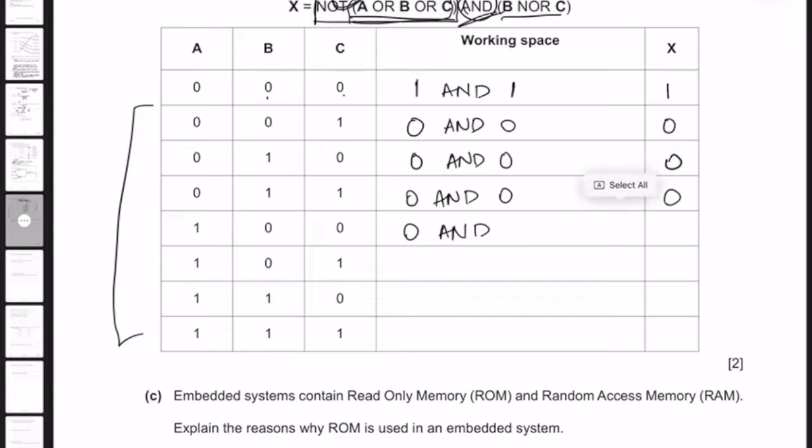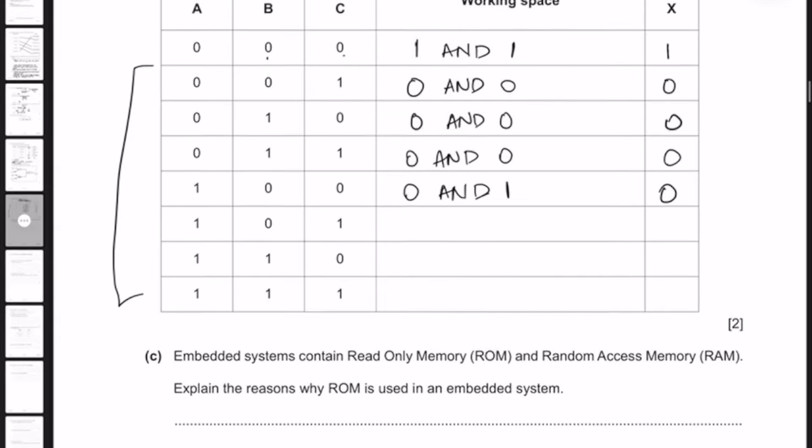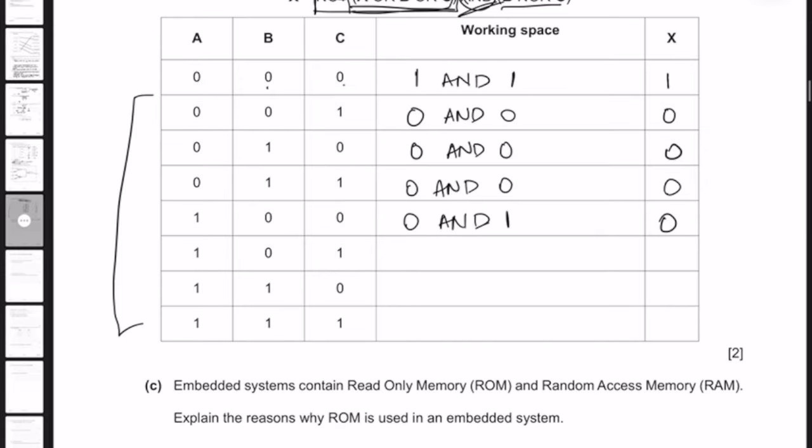Okay, B NOR C is true for this, but it's an AND in the middle, so it goes to a 0. Now, this again, A is there, so this becomes a 0 since it's a NOT.